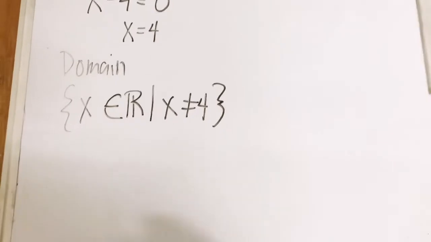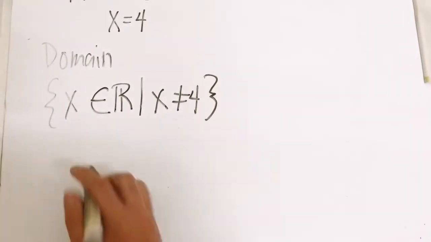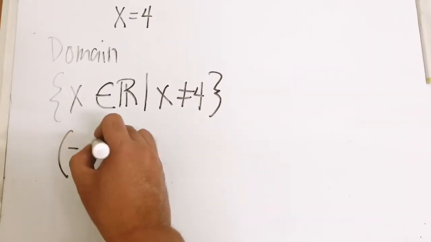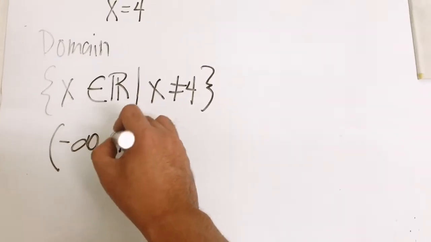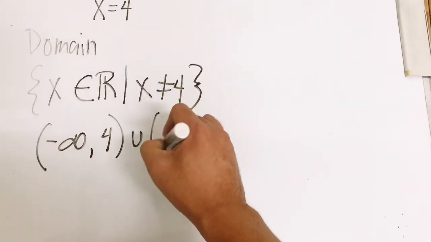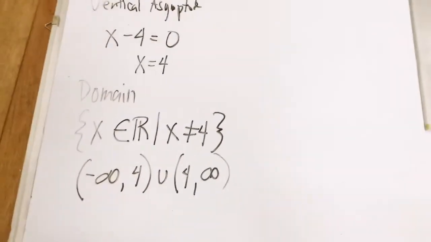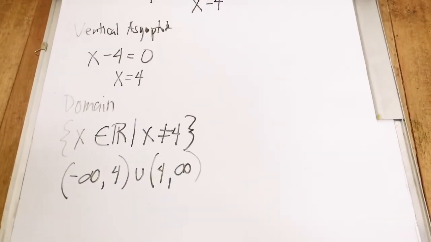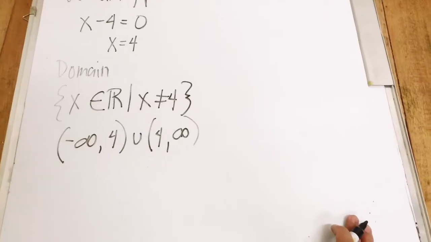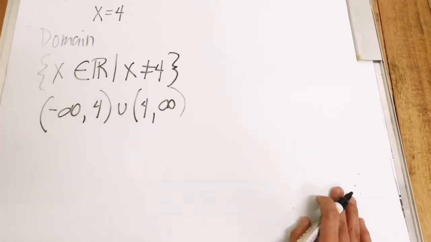That's it. Now, if we will use the interval form, you will have negative infinity, positive 4, union of 4 to positive infinity. And there you have it. We have now vertical and domain. Let's proceed now to the horizontal asymptote.